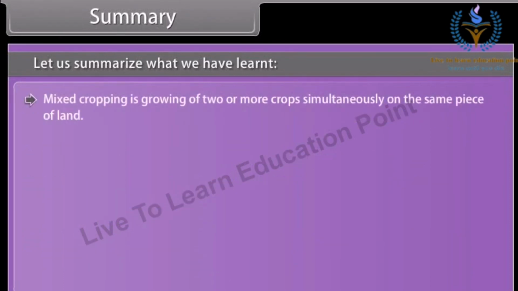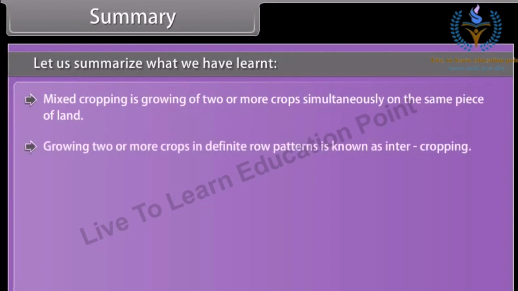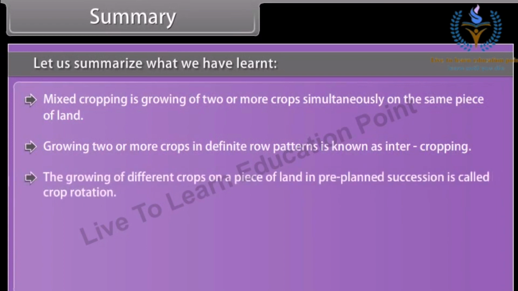Mixed cropping is growing of 2 or more crops simultaneously on the same piece of land. Growing 2 or more crops in definite row patterns is known as intercropping. The growing of different crops on a piece of land in pre-planned succession is called crop rotation.